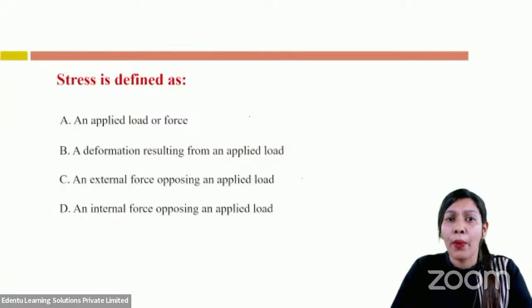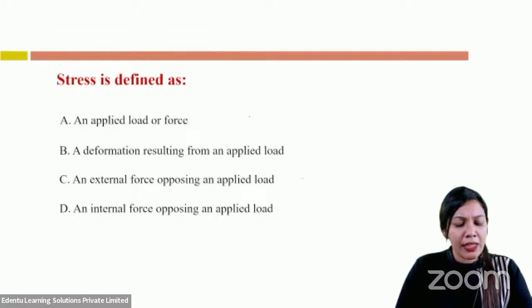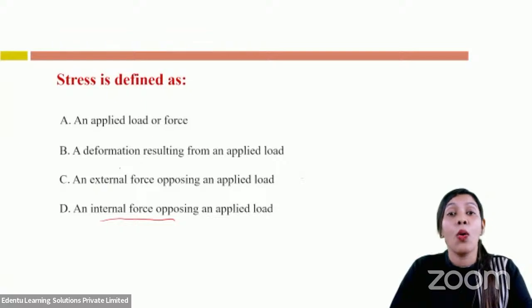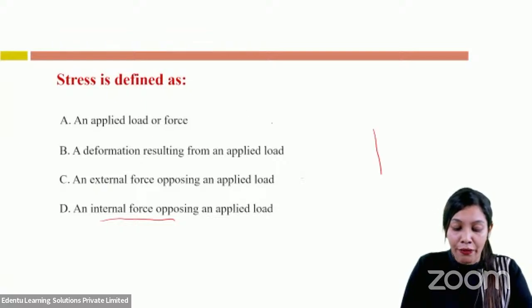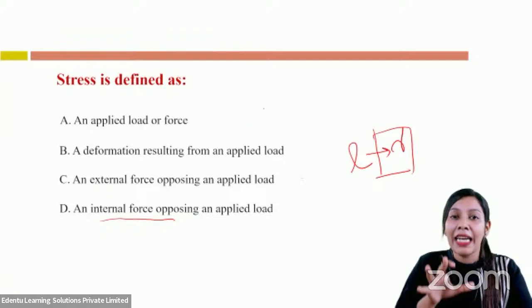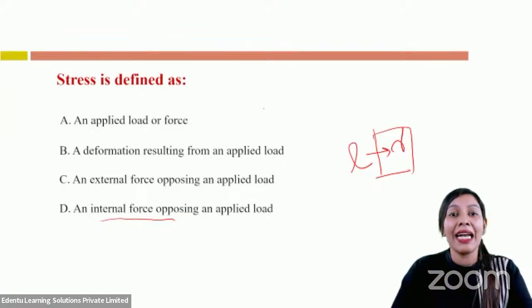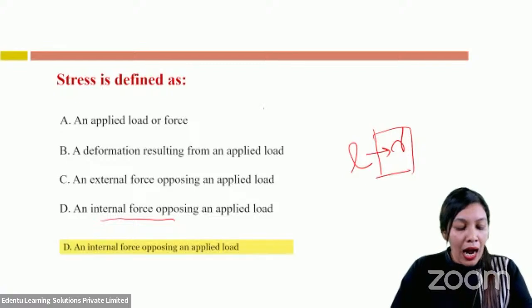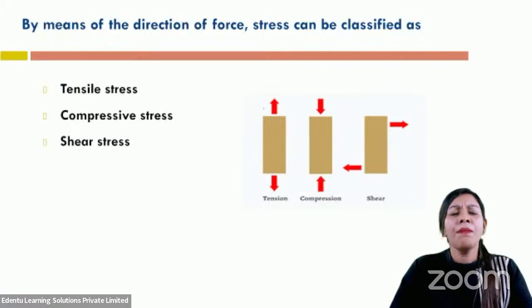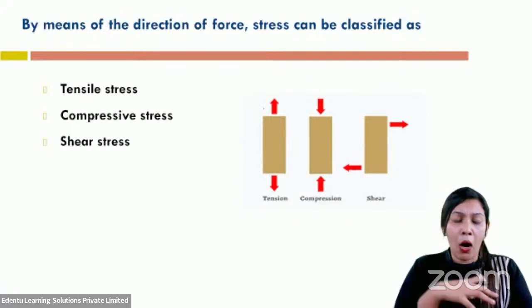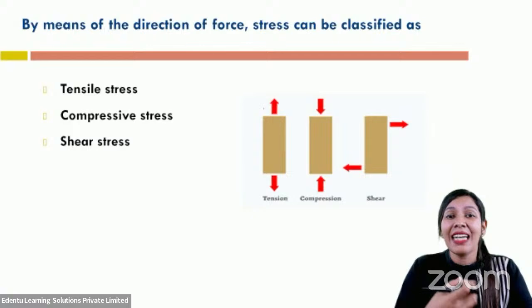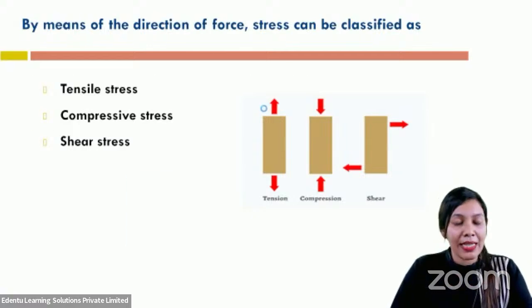This is one of the questions that was asked in your MCQ. Stress is defined as, of course, the internal force that is opposing an applied load. From outside, there will be a load. When we apply a load, within the body it will produce a resistance against the load. So the answer is the internal force opposing an applied load. Based on the direction of force, it is classified into three: tensile stress, compressive stress, and shear stress.